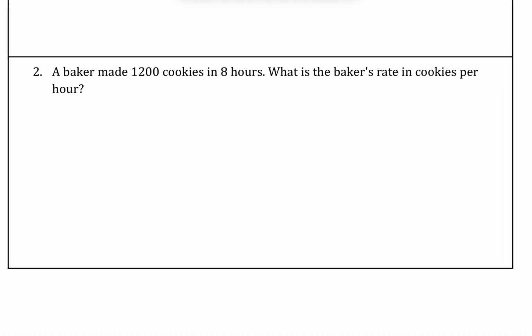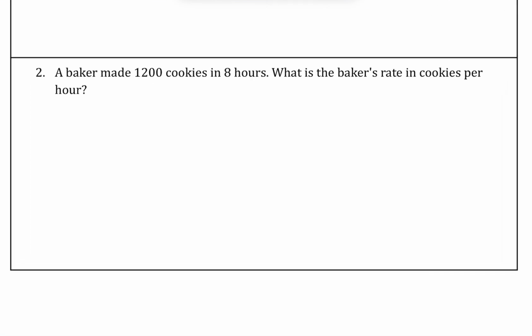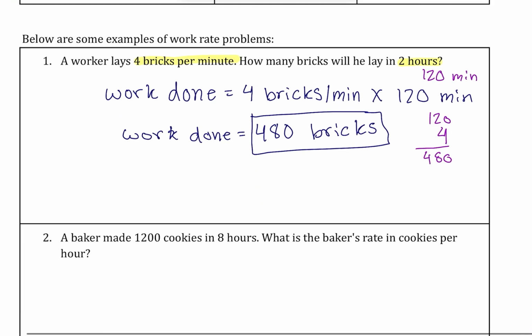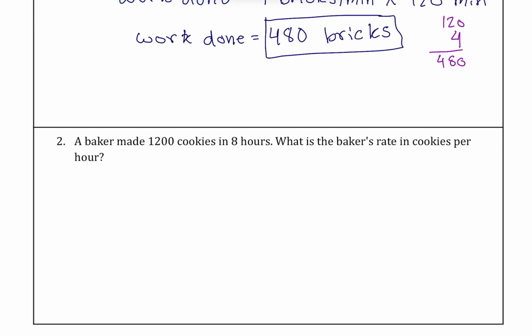Let's take a look at example 2. So here we have a baker that made 1,200 cookies in 8 hours. We want to know what the baker's rate is in cookies per hour. So if we're trying to find the rate, if we look back at our 3 variations of the formula, that's going to be that second one you see, the work rate equals work done divided by time. So we need to figure out what is the work done. Well, the work done is the cookies that were made. So work done is the 1,200 cookies, and then we're going to need to divide that by the time, which is 8 hours.